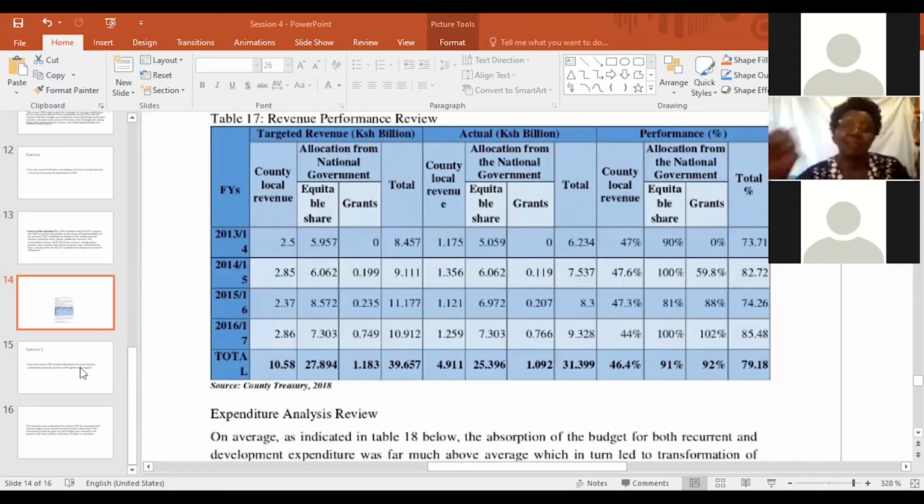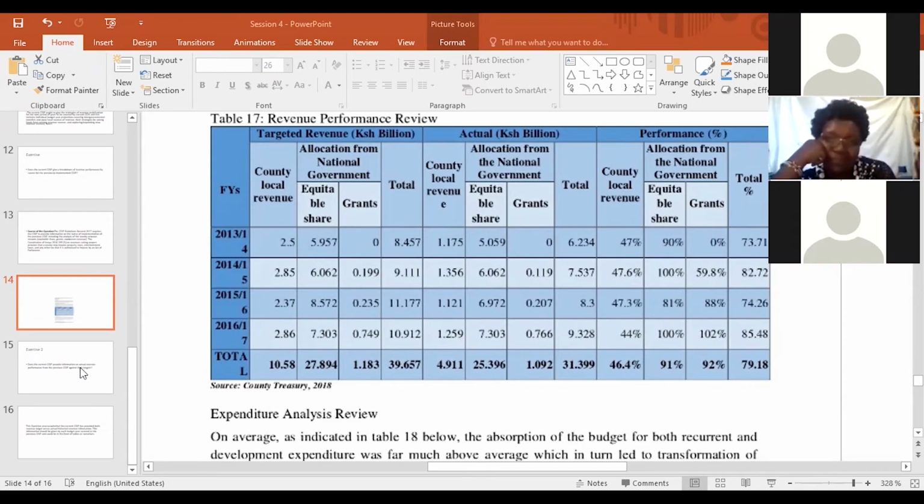Can I ask? Yes. What do they take into account for them to say that we are going to collect 2.5? And number two, the equitable share. What is considered to know Machakos can only get 5.9 and not 2? And then the third question is, what's the difference between equitable share and the grants?